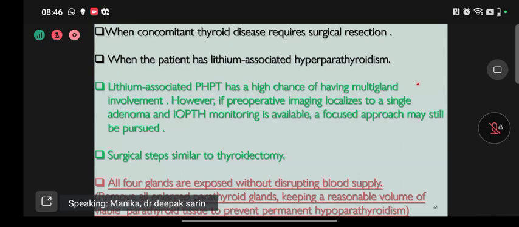So it's a biochemical analysis in which we have a calcium and a PTH, and if it's asymptomatic. And in symptomatic also we have a calcium, we have a PTH, we have a calcium creatinine ratio.